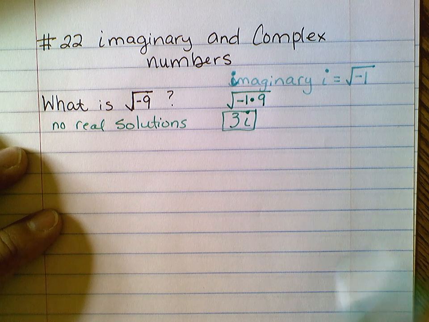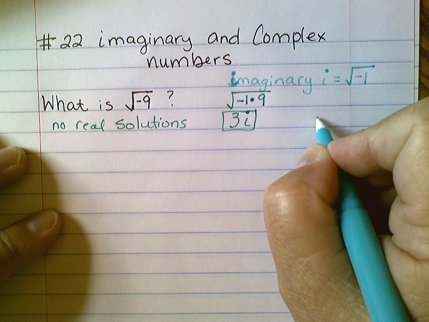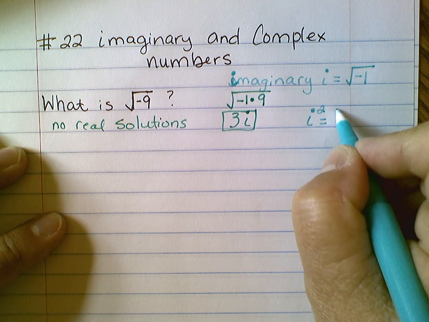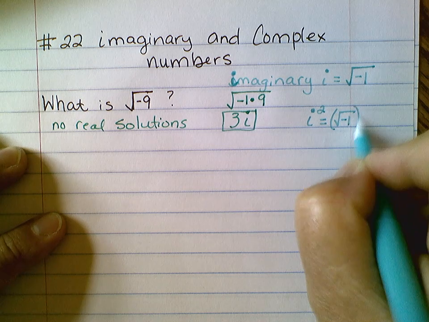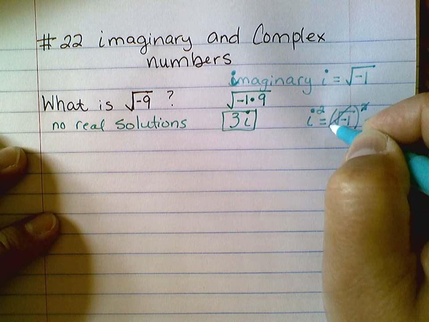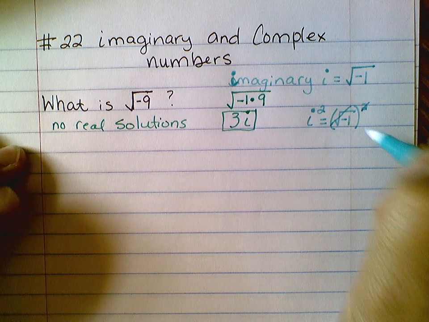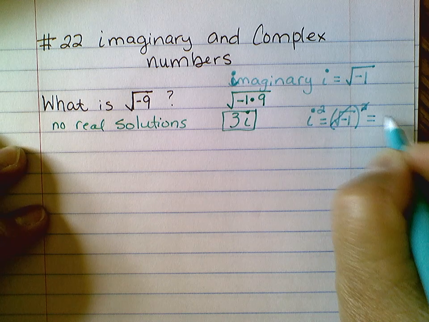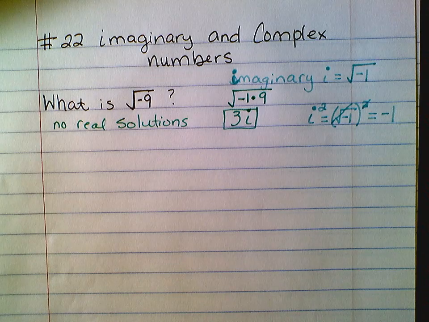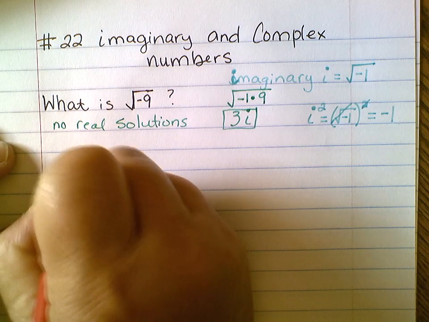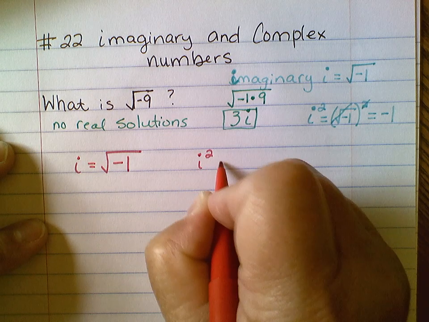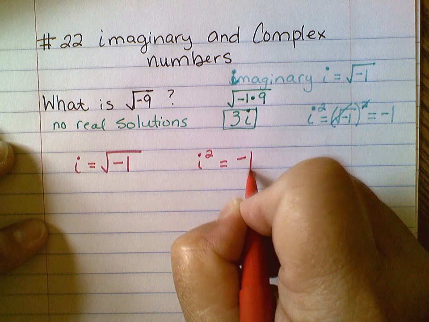We also need to explore what i squared might be. If I take i and I square it, that's the same as the square root of -1 squared. Squaring and the square root are inverses of each other, and they make each other go away, which leaves us with -1. So two very important terms that we are going to need to remember today are that i equals the square root of -1, and i squared equals -1.